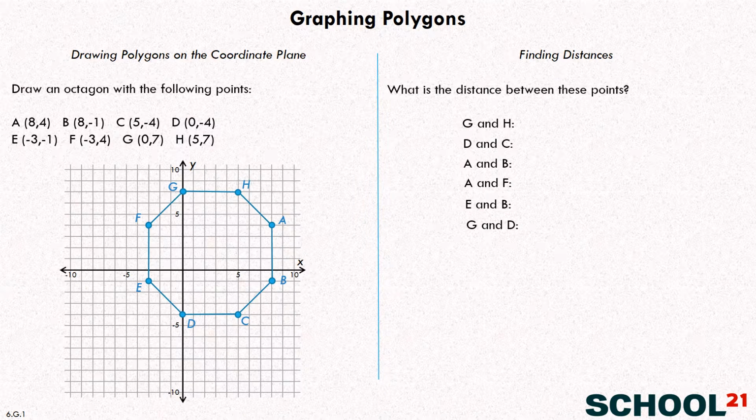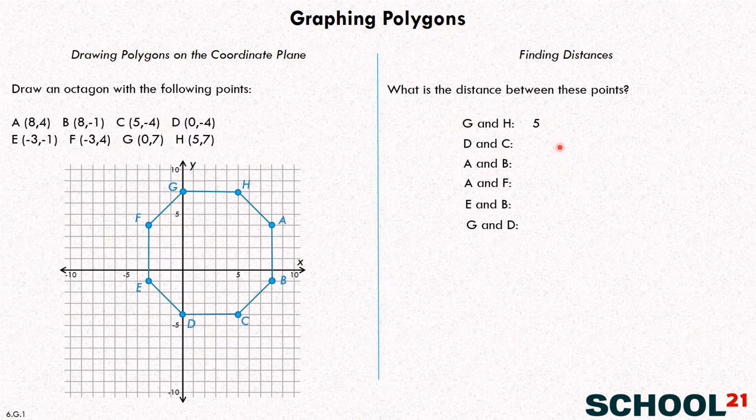So let's ask ourselves, what is the distance between these points? So first, between G and H. So let's see, we have G and H over here. I'll go ahead and point to G and H. How would you find the distance between those? Count. Just count, right? Yeah. So the good thing is that G is at 0, so H is at what on the x-axis, on the x value? 5. So what must be the distance then? 5. Okay, good. We'll put that over here in our answers.